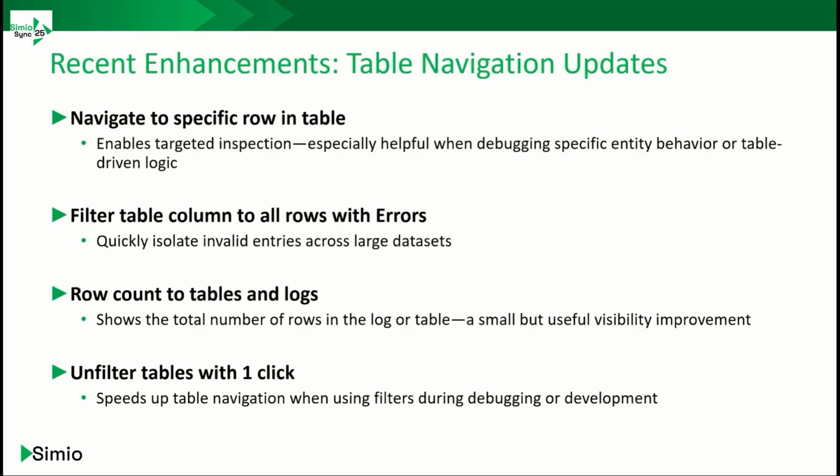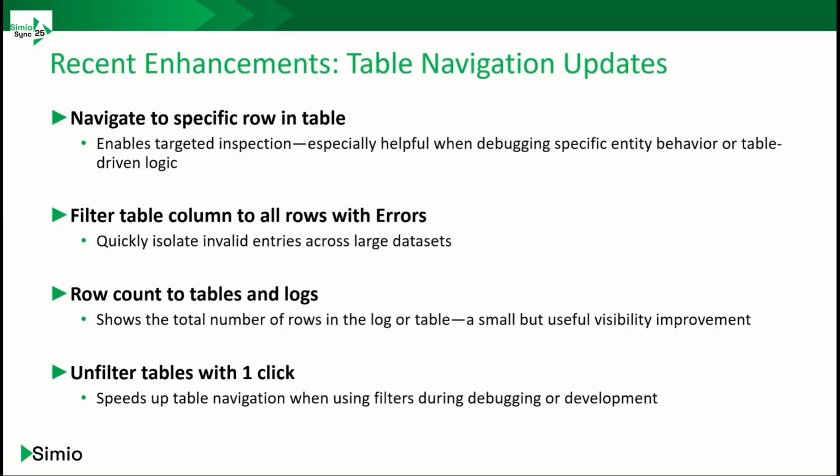We've also introduced targeted row navigation. You can now jump to a specific row in the table. If you're debugging a scenario and want to know the row number, just a couple of clicks to get there. Another big one is you can filter a table to only show the rows with errors. It's a huge time saver when you're importing large data sets. You bring in thousands of rows and just 2 fail. You can now isolate and resolve those problems in seconds by filtering down to rows with errors.